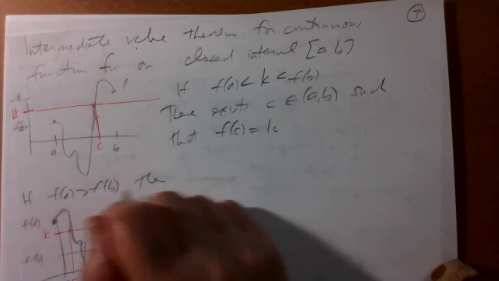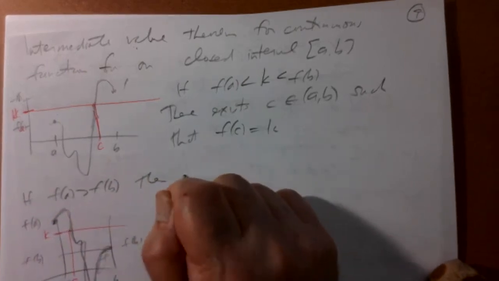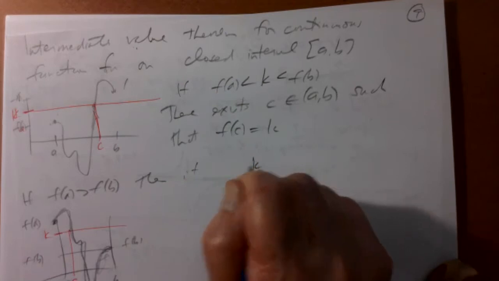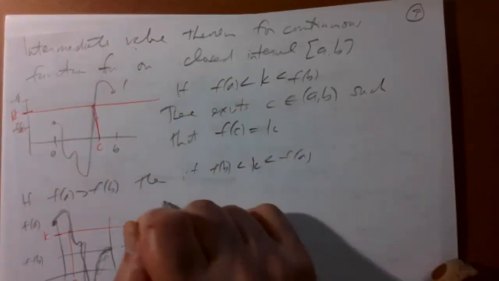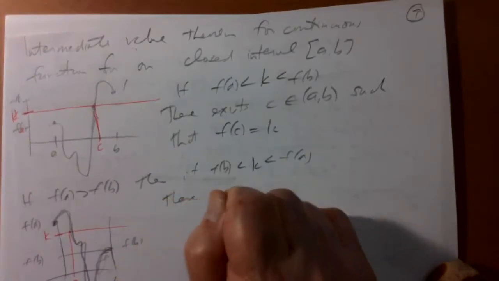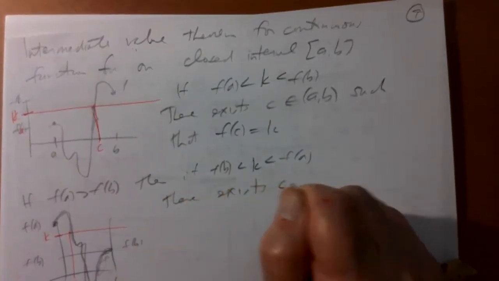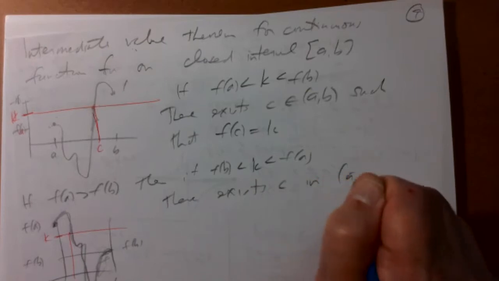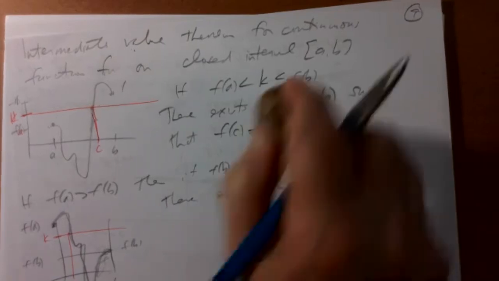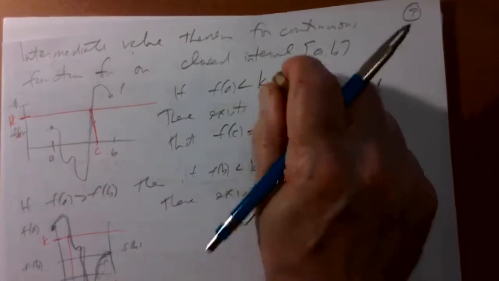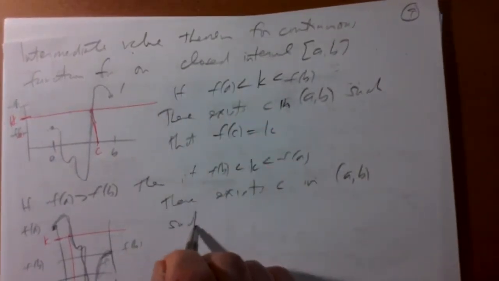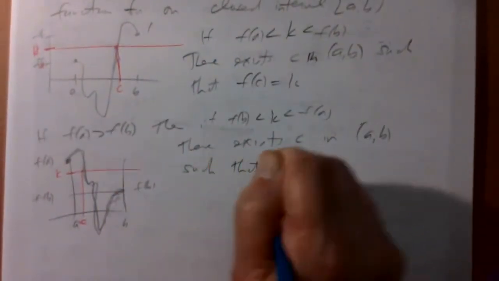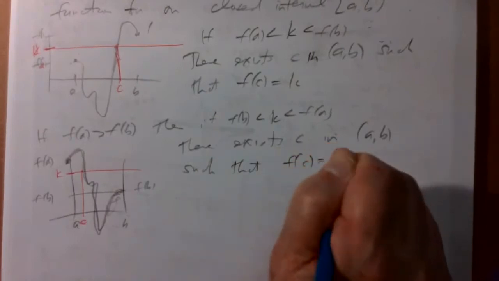So if k is a number which is bigger than f of b and less than f of a, there exists a number c in the open interval from a to b. This notation just means in. Such that f of c is equal to k.